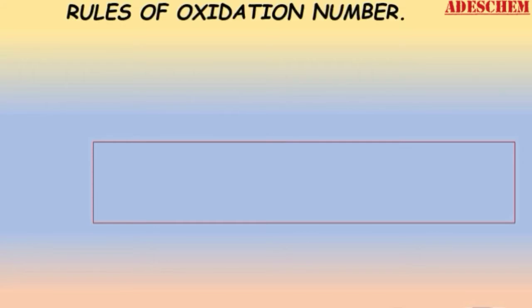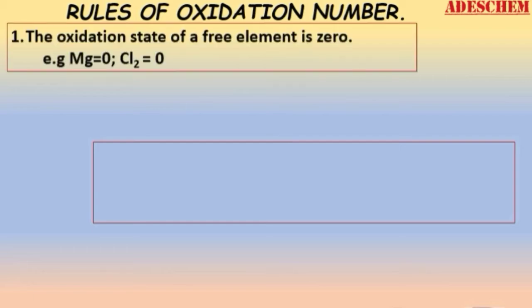Now let's see some of the rules that we have to employ when we are calculating the oxidation number of substances in a chemical reaction. Rules of oxidation number. Rule number 1: the oxidation state of a free element, when it is uncombined, is 0. So the oxidation number of magnesium is 0 if it is free and uncombined, and the oxidation number of chlorine gas is 0 if it is free and uncombined to any other element.